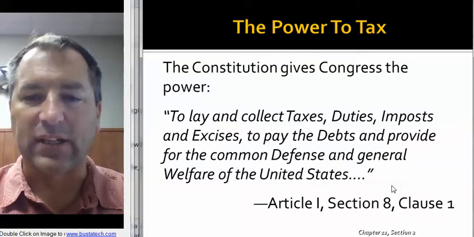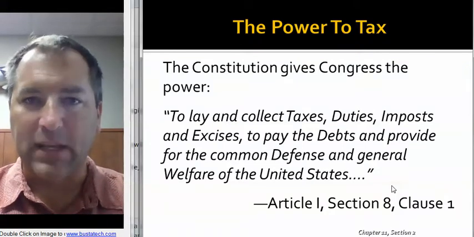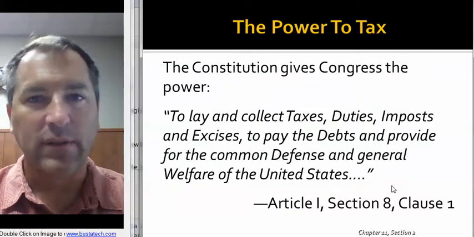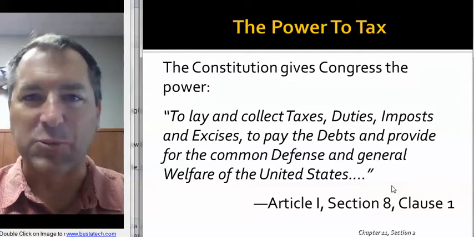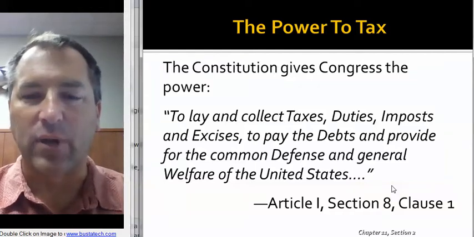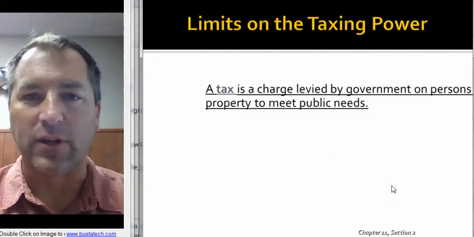Let's take an example of one power. The Constitution does give the Congress the power to tax. As you can see, it's written right in the Constitution, Article 1, Section 8, Clause 1. Therefore, you guessed it, it's an expressed power. There's no implying necessary. It's written right in there. Expressed power, as we talked about.